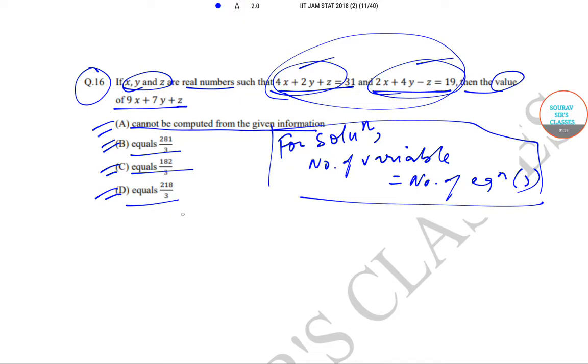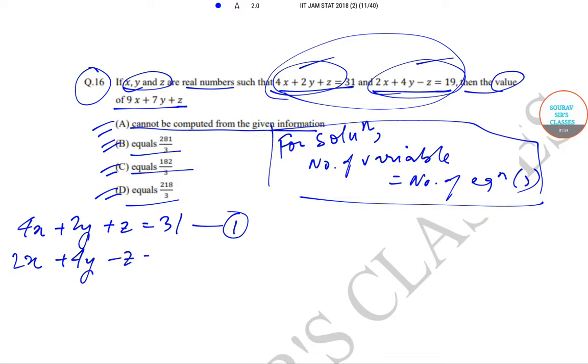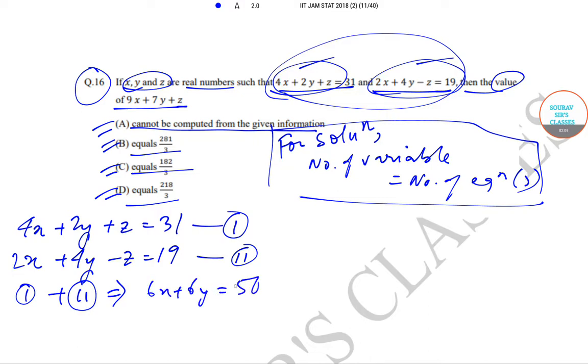So what we'll be doing is that we have been given the equations 4x plus 2y plus z is equal to 31. This is equation 1, and 2x plus 4y minus z is equal to 19. This is equation 2. So now if we add up equation 1 plus equation 2, this will give us 6x plus 6y is equal to 50, and that will imply that x plus y is equal to 25 by 3. Then we can write y in terms of x as 25 by 3 minus x. We have found out y.